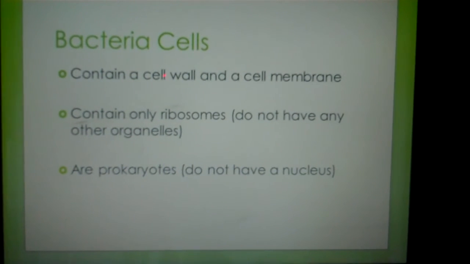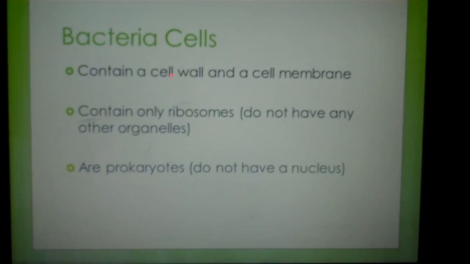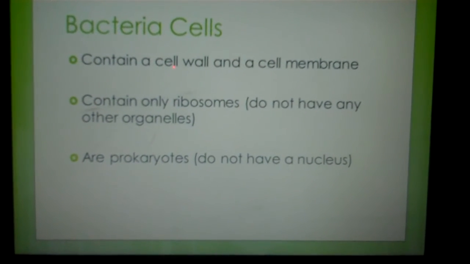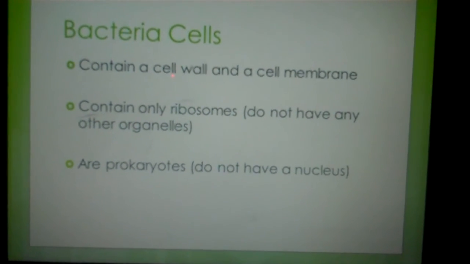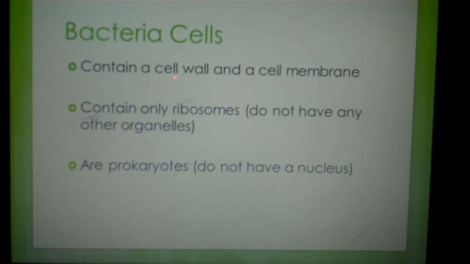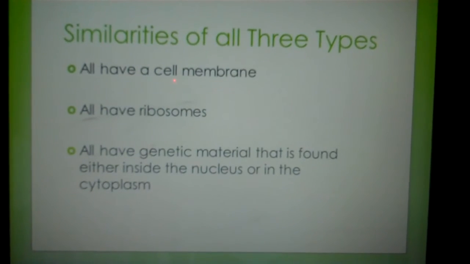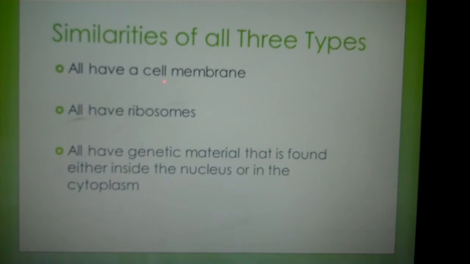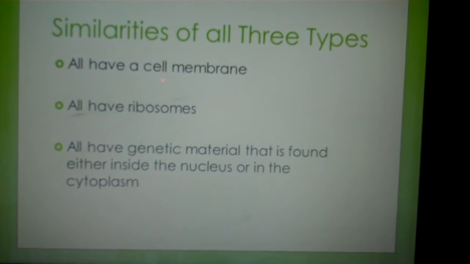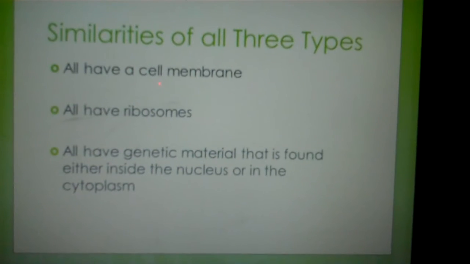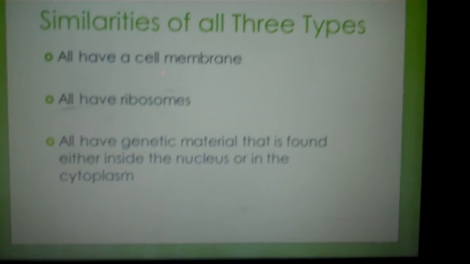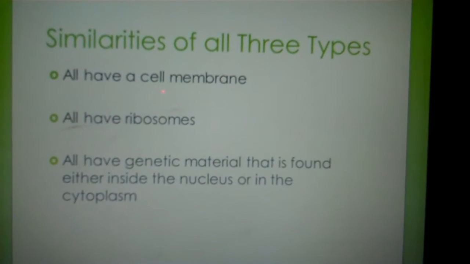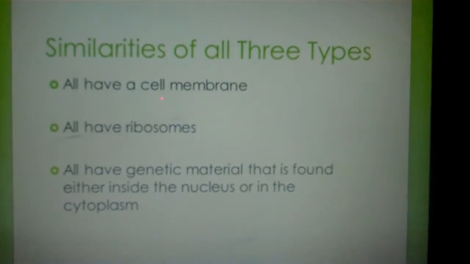Bacteria cells contain a cell wall and a cell membrane. They contain only ribosomes, and they do not have any other organelles. They are prokaryotes, which means they do not have a nucleus. Similarities of all three types: all three cells have a cell membrane, and they all have ribosomes. All have genetic material that is found either inside the nucleus or in the cytoplasm. That's all for the cells.